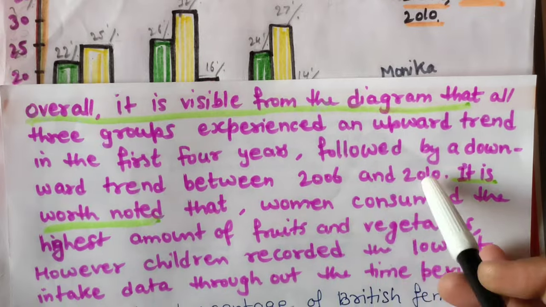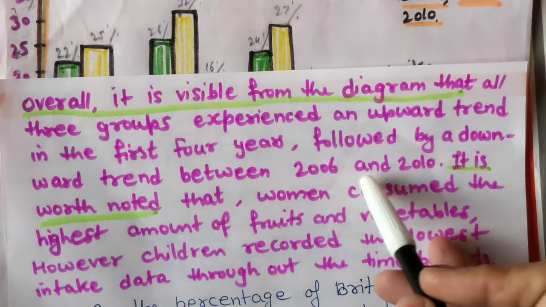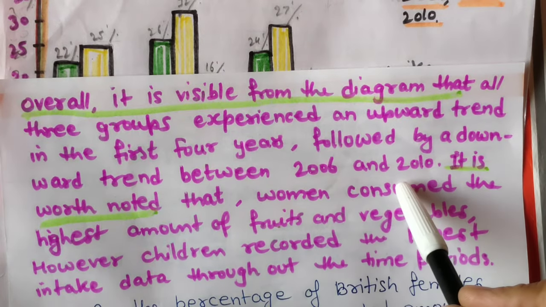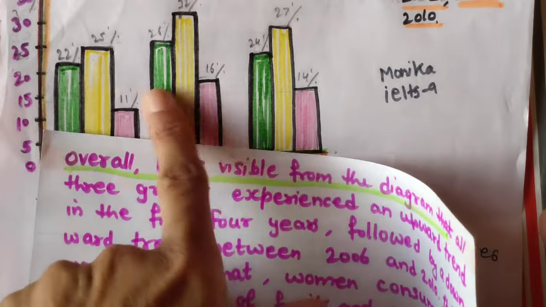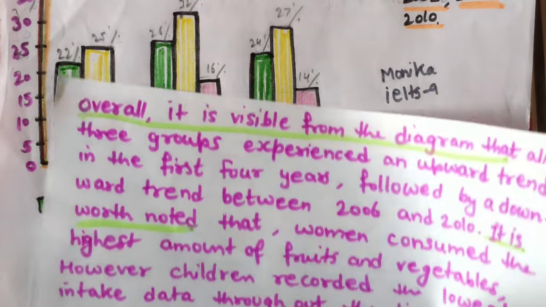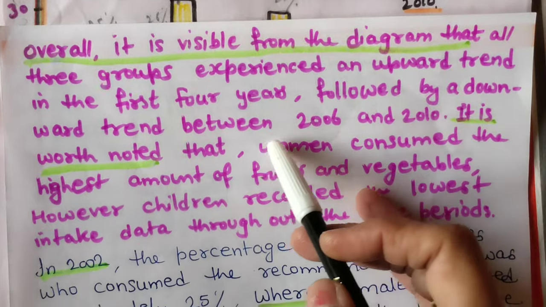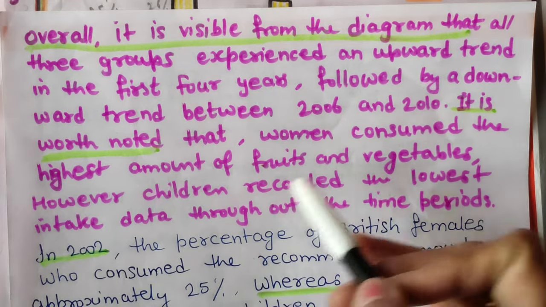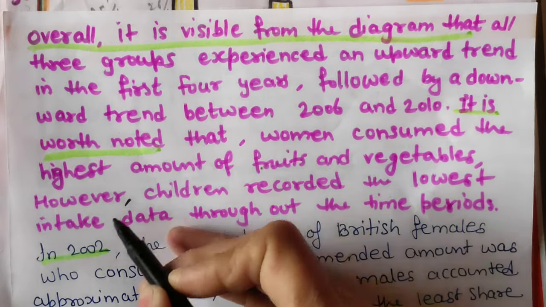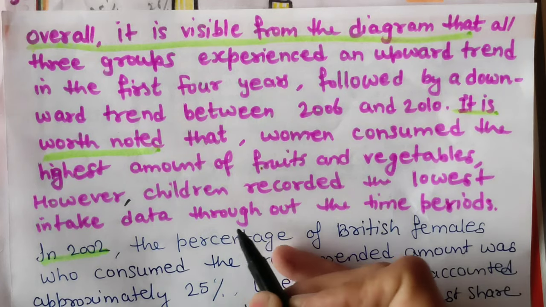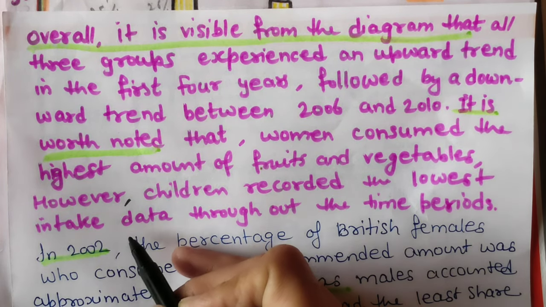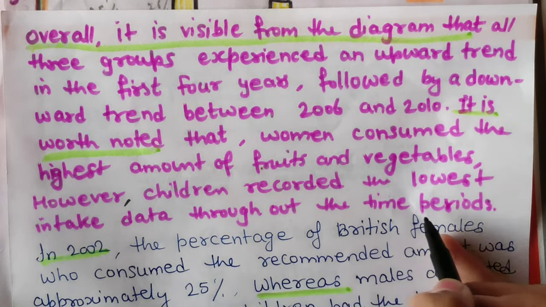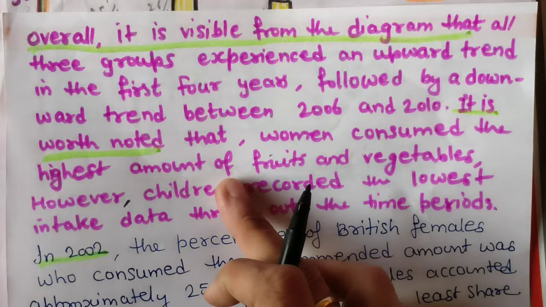Followed by a downward trend between 2006 and 2010. Here it is going up, here it is going down. That's why we have written downward trend between 2006 and 10. It is worth noting that women consumed the highest amount of fruits and vegetables. However, children recorded the lowest intake data throughout the time period. So this is the overall paragraph.